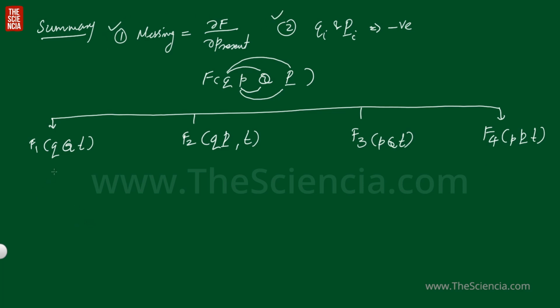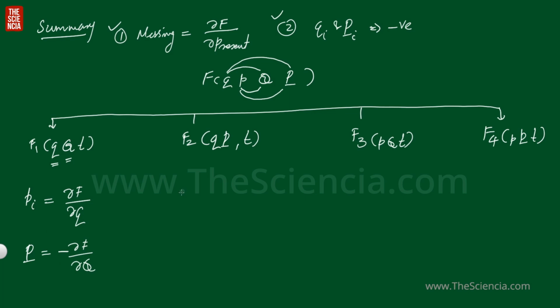That is, here what is the missing coordinate? Missing coordinate is small p_i, that will be equal to ∂F by ∂present. Present is q, and this one is small p_i, so it will be positive. And what is the other coordinate? Here Q is missing: capital P. That is equal to ∂F by ∂present, that is ∂Q. But it is capital P, so there will be a minus sign.